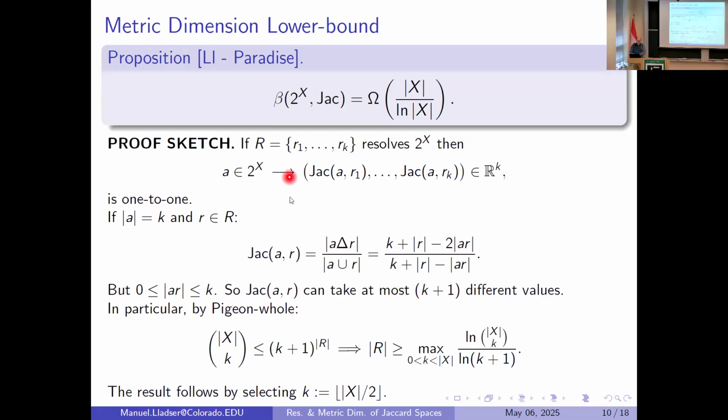And by the pigeonhole principle, the number of vectors on this side, which is at most K plus 1 to the number of landmarks, cannot exceed the number of subsets of X of size K. So that holds for every K. So you can choose a max in K, and the lower bound comes when K is half of the reference X set. And that gives you that. Now, you could say, well, why didn't you choose a different K? It's because the upper bound will match that lower bound in asymptotic order.